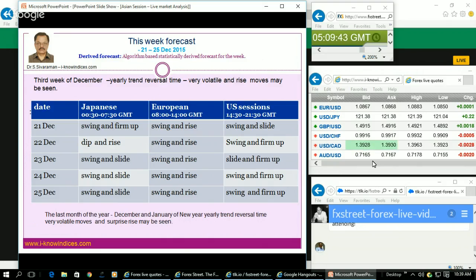So the yearly trend reversal starts from the first week of December and ends by the end of January. During that time, they will do the sequential trend reversal. In that process, they will start with the commodity crosses, then the commodity pairs, then yen and yen crosses, and then they will come to the majors, making the big trend reversal move, and finally the European crosses. So that is how the sequential trend reversal happens in the market.